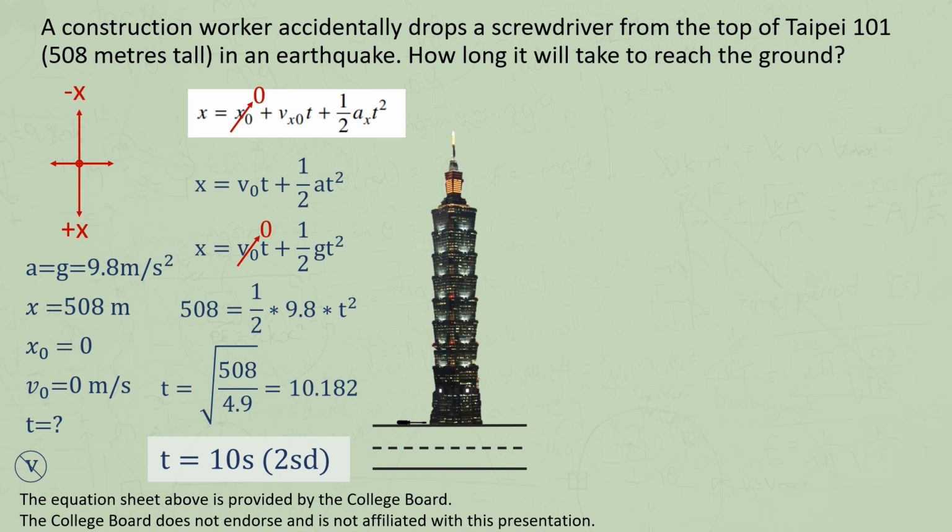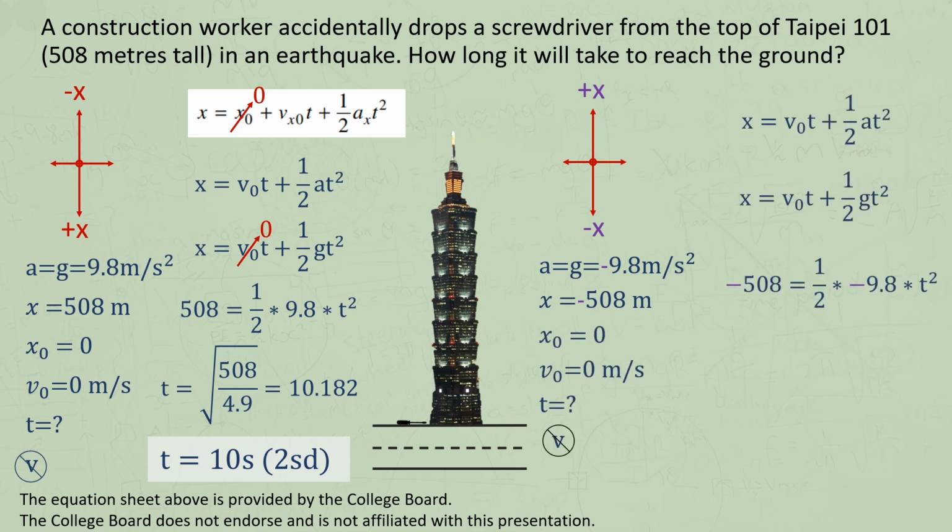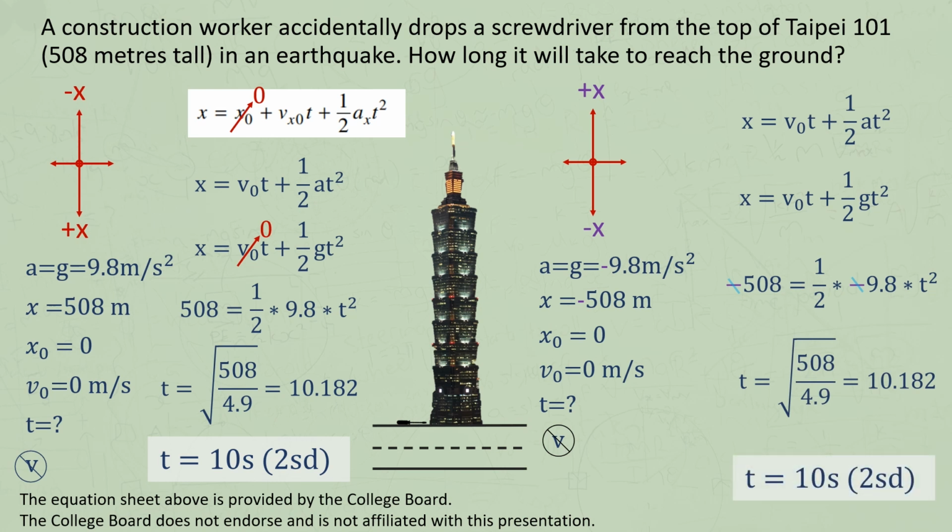But what if we had assigned upwards as positive instead? Now both the acceleration due to gravity and the displacement are negative, since it's moving and accelerating downwards. When we plug these into the equation, the negatives cancel each other out, giving us the same final answer. This is what we would expect, since however we choose to set up our model shouldn't affect the final answer, which should relate to the real world.